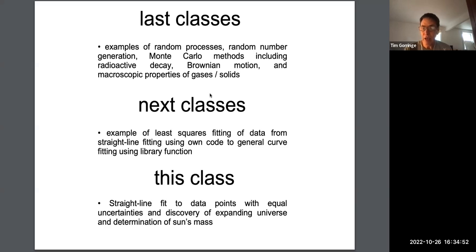The other one we'll look at, and it is part of the assignment, is Kepler's third law. Kepler's third law is a relationship between the period and the radius of planetary orbits. We can analyze that through a straight line fit, and we can determine the mass of the sun through that straight line fit. So these are quite interesting, important, significant straight line fits.